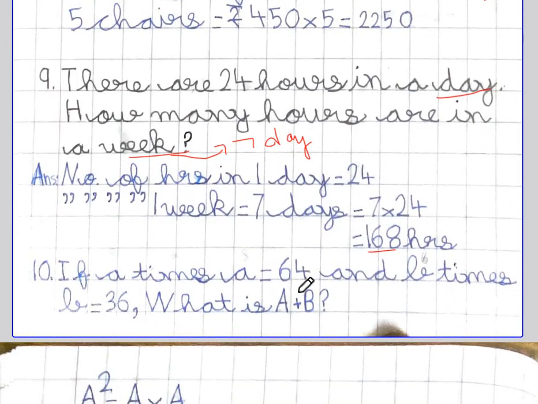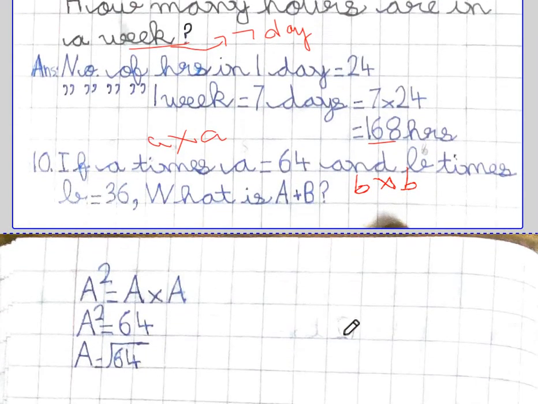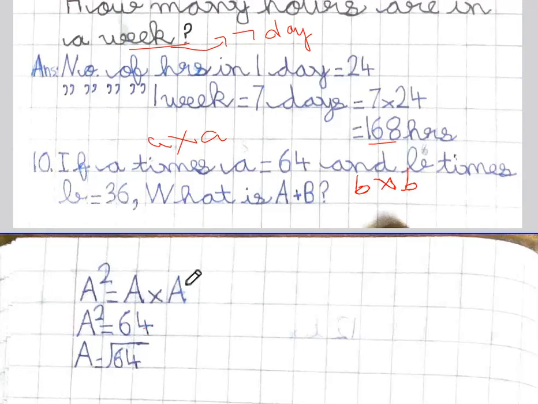If A times A is 64, B times B is 36. What is A plus B? A times A means A cross A, right? A cross A is 64 and B times B, that is B cross B, they have given, which is equal to 36. What is A plus B? Here A cross A we can also write as A square. So A square is equal to A cross A, which is equal to 64 given in the question.